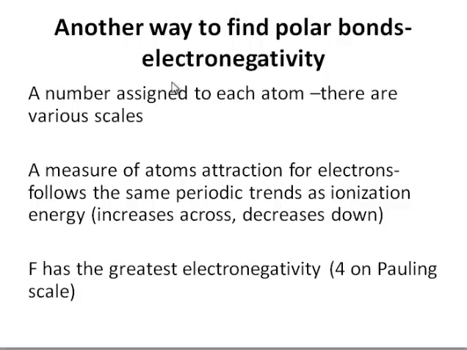Electronegativities are typically not defined for noble gases. On any scale, fluorine has the greatest electronegativity. The electronegativity of fluorine is 4 on the Pauling scale.